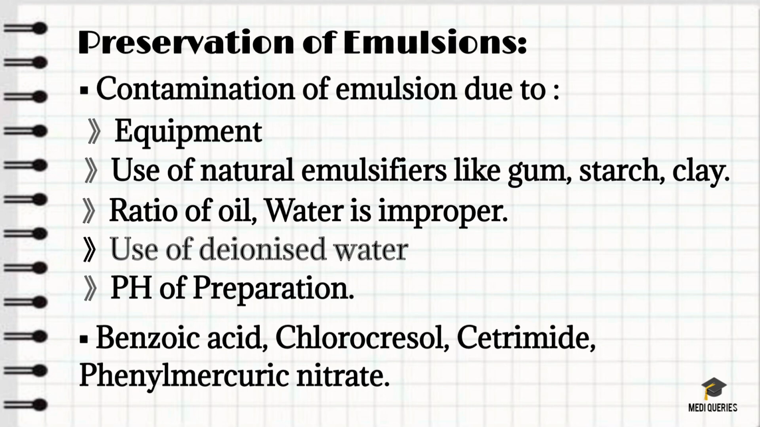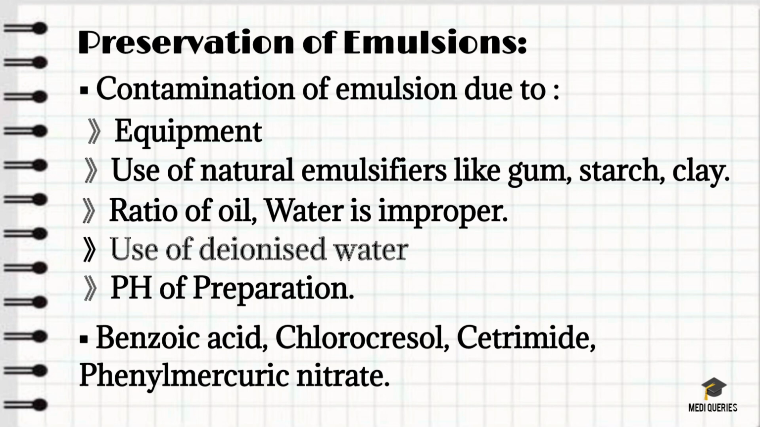The contamination of an emulsion may occur due to any one of the following reasons: the equipments used in the preparation of the emulsions are carelessly cleaned; using contaminated natural emulsifying agents such as gums, starches, clays; the ratio of the oil and the water is not proper; using not properly stored deionized and purified water; and the pH of the preparation. So all these may create some contamination to the preparation.